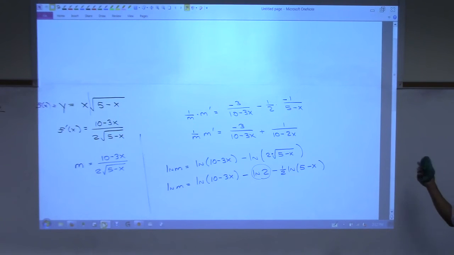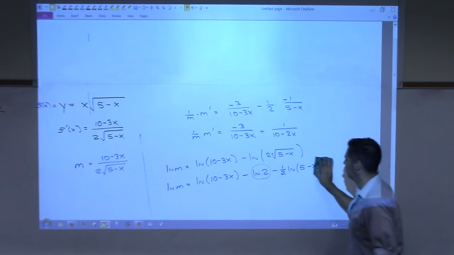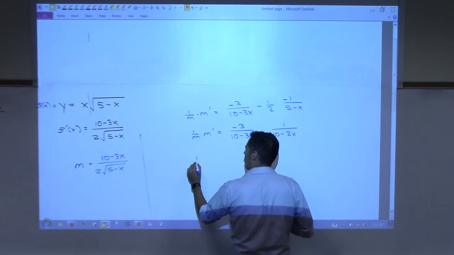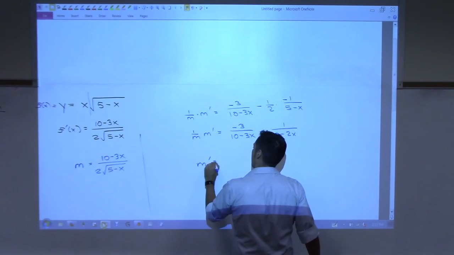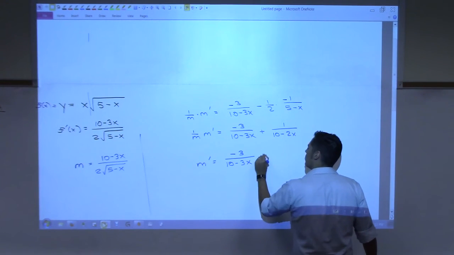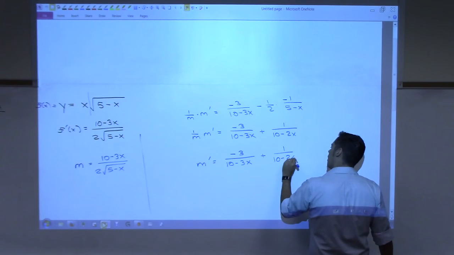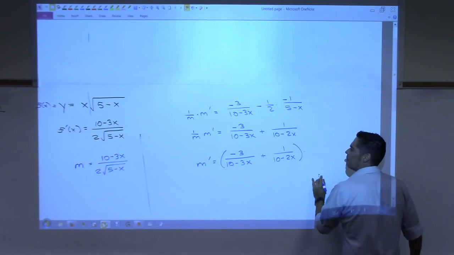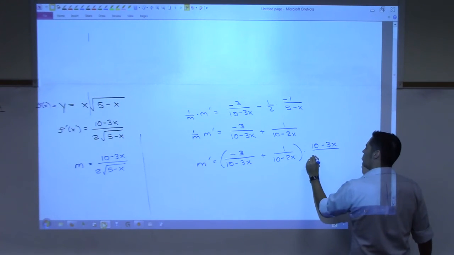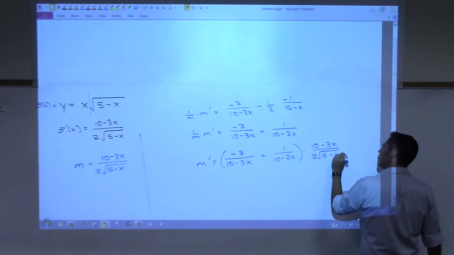Almost, but now we have to multiply both sides by what? By m. Right? We have to multiply both sides by m. I still think we're okay. When I multiply both sides by m, I get -3 over 10 minus 3x plus 1 over 10 minus 2x, all of that times what? M, but m was 10 minus 3x over 2 root 5 minus x.